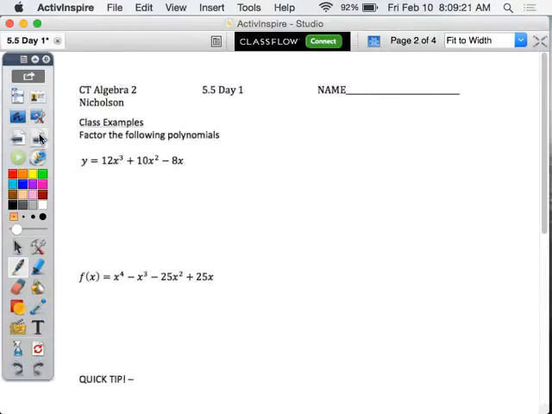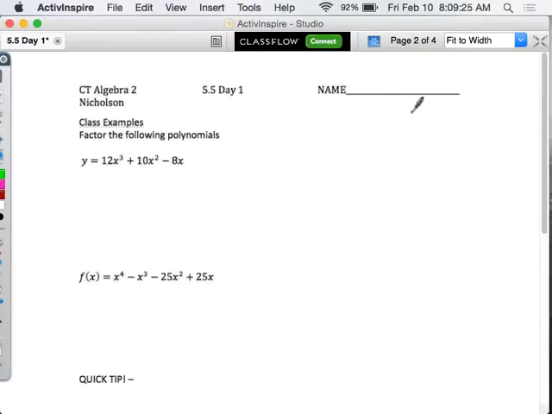So we're going to factor the following polynomials. This first example only has three terms. 1, 2, 3. I want four terms before I factor. So this is where we have to do a little bit of the extra work.